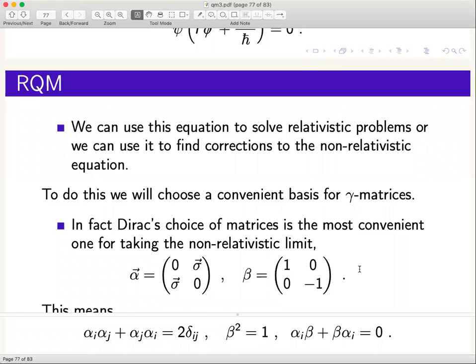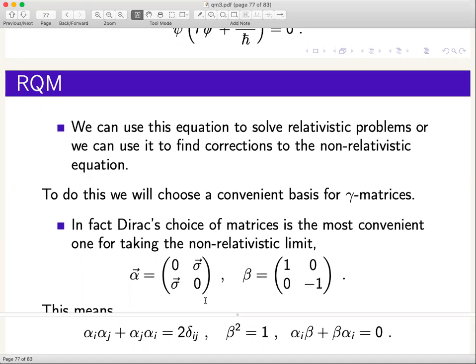So Dirac's choice is the following: you choose the alpha matrices to be off-diagonal, and the off-diagonal entries are just Pauli matrices. Sigma vector is sigma 1, sigma 2, sigma 3, the well-known Pauli matrices, and the beta matrix is the diagonal identity and minus identity matrix. Now this choice naturally satisfies certain conditions.